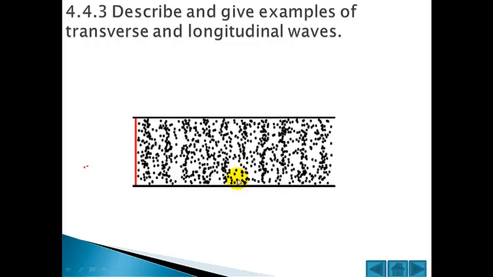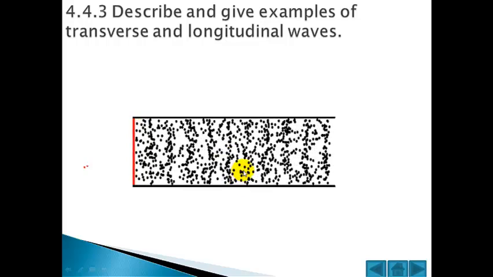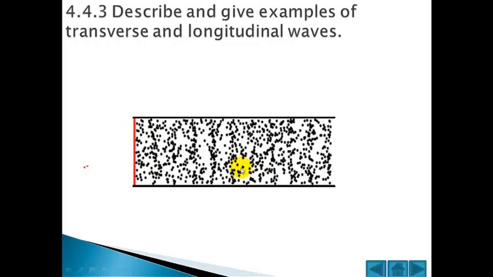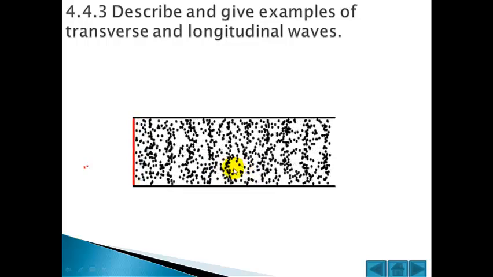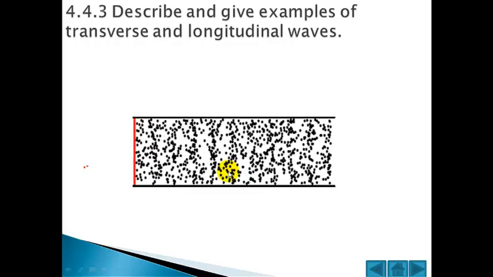If you look at one particular particle, let's choose this one, it actually oscillates around this fixed point and doesn't actually go anywhere. It ends up in the same place again. So even though it is moving, it goes back to its original position. There is no net transfer of the medium.